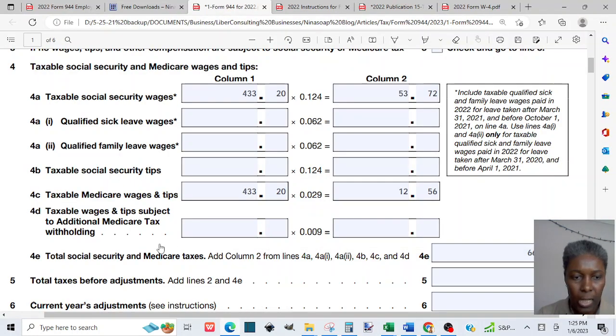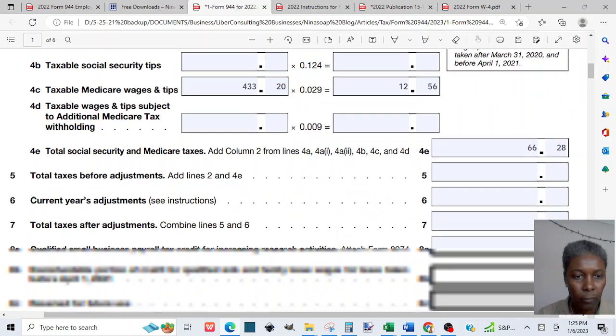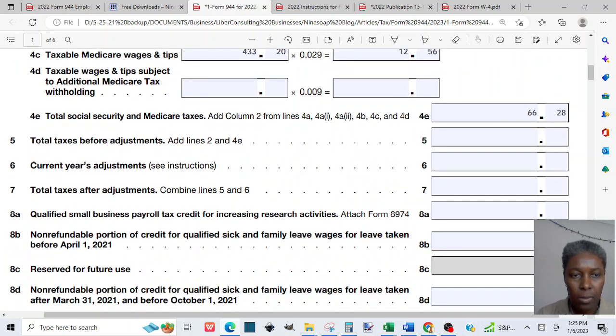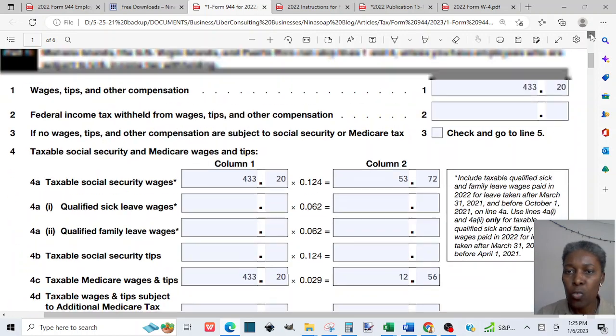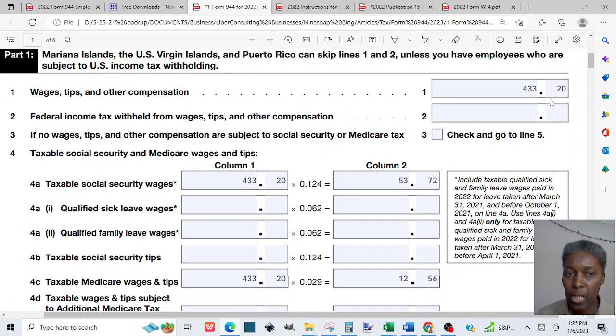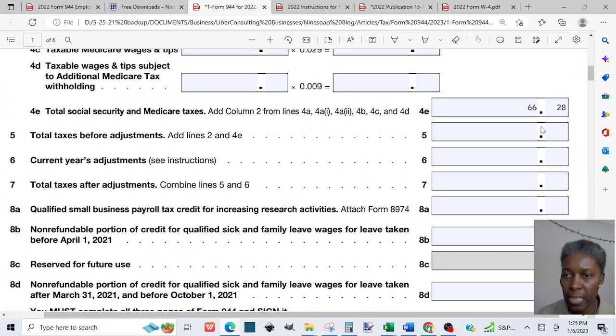So line 5, total taxes before adjustment. So line 5, you will take line 2, which is federal income tax withheld, plus line 4E, and in our case, it will give us $66.28.